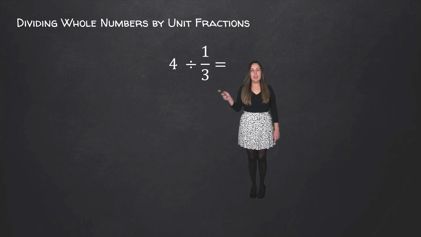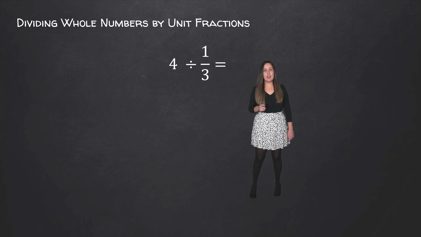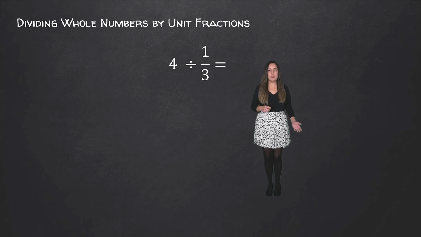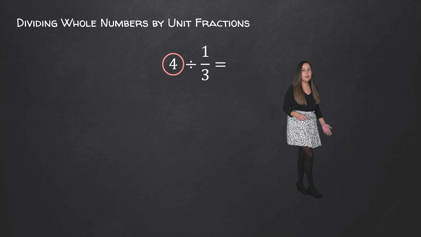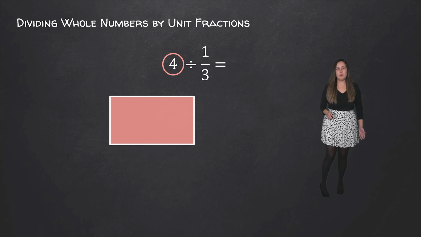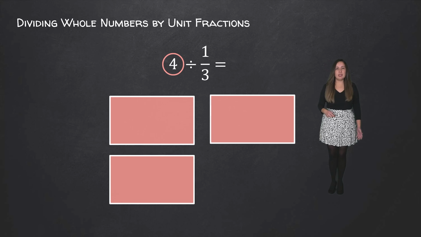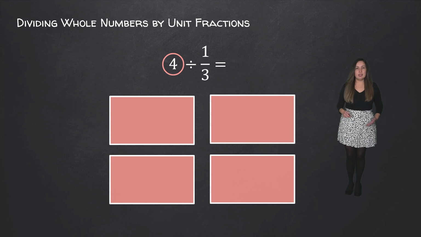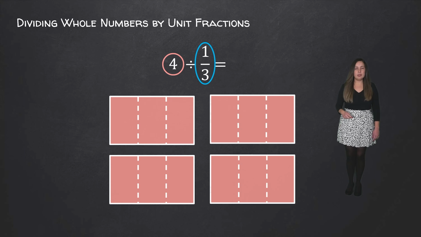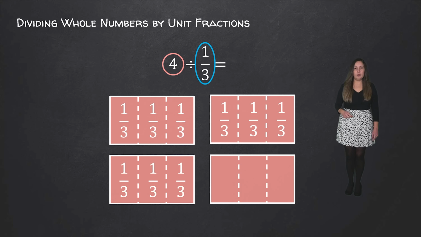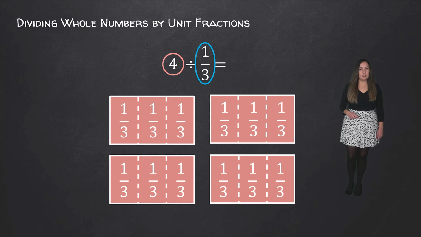All right, here we have another example, 4 divided by 1/3. First, we have to represent our 4 wholes. And we're going to do that by representing 4 rectangles that are fully shaded. And we're going to divide them up into thirds. So we're going to do that for every single rectangle we see here and label out the thirds so that you know that they're thirds.